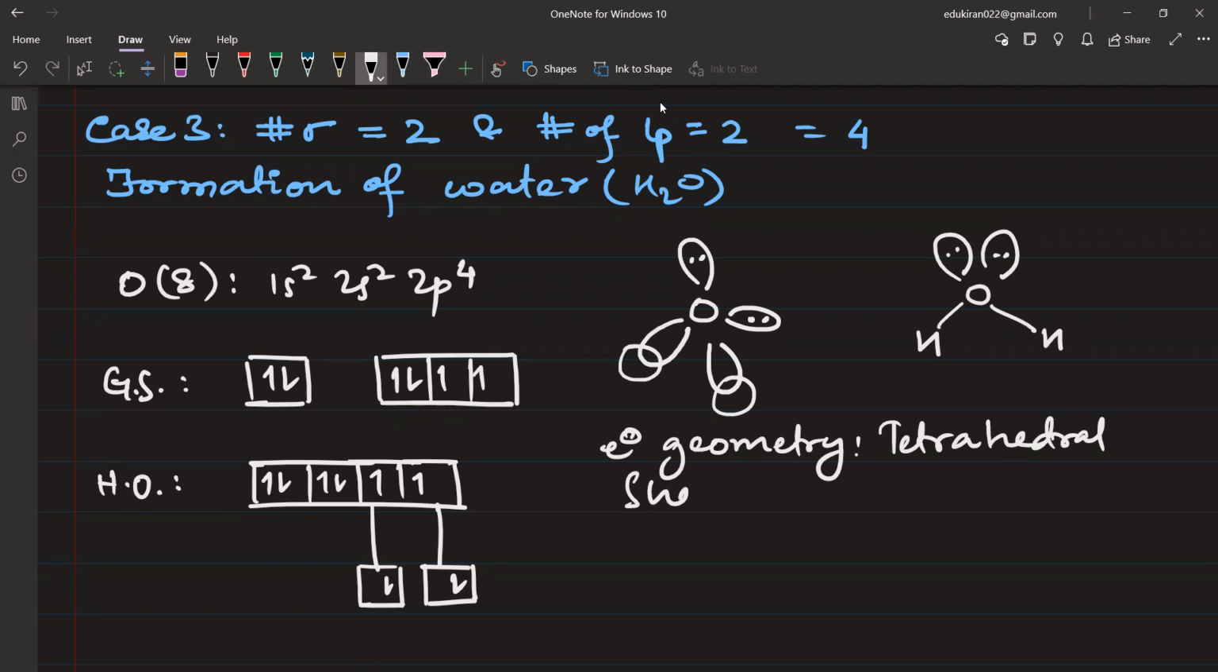Now, but the shape, if you look, what is the shape? We don't have to consider these parts. Yeah, tell me. Sir, I have a question. Lone pair and lone pair cannot be together, right? You have written the lone pair and lone pair together, so they cannot be together, no? They are always opposite.